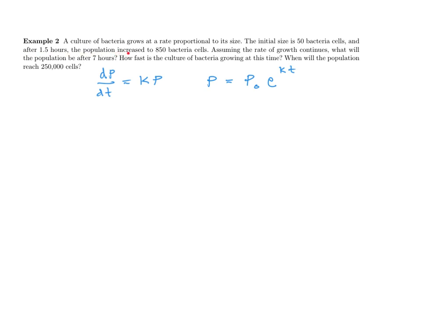It goes on to say the initial size is 50 bacteria cells, and after 1.5 hours, the population increased to 850 bacteria cells. Within this statement, we're actually told the initial amount. The initial amount is 50. So that was our starting point here.